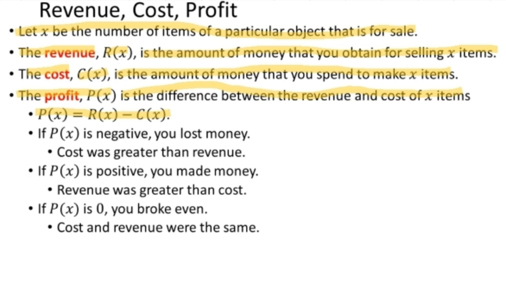A lot of times when we discuss profit, we always associate that with something positive, that we had a net gain in money. However, here in this context with the functions, our profit could be positive, negative, or 0. If P of X is negative, that indicates that you lost money. This occurs because the cost was greater than the revenue you brought in. If our P of X is positive, that means you made money and your revenue was greater than your costs. And lastly, if P of X is 0, this means cost and revenue were the same. We refer to this as breaking even.